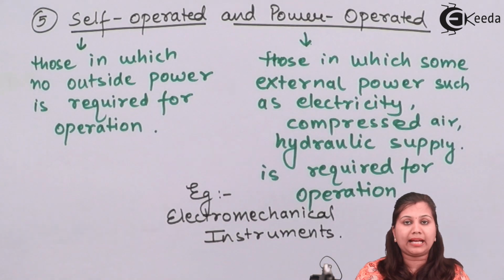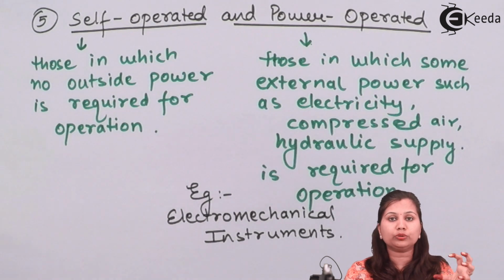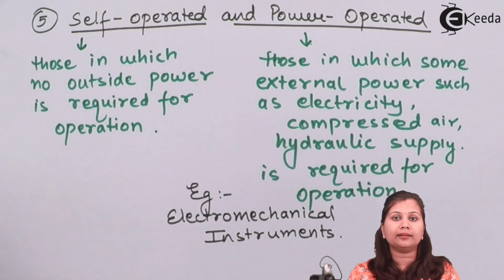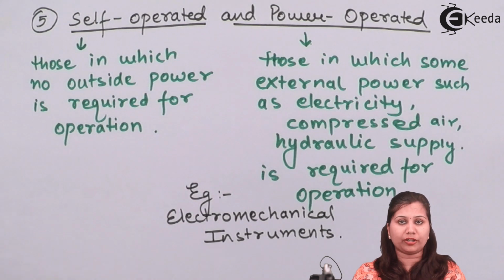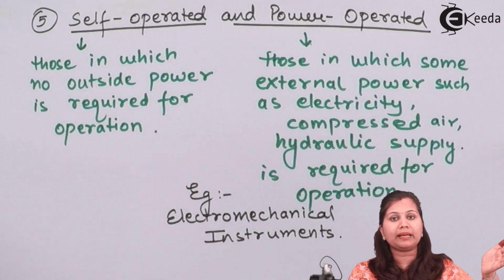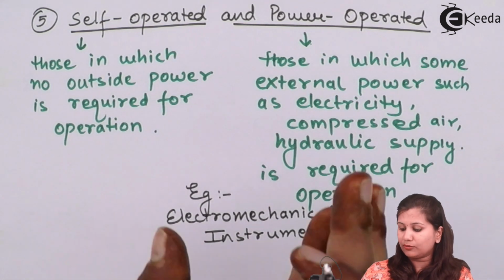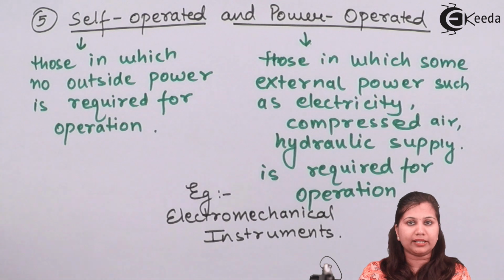In the electromechanical instruments, electricity is provided, and due to that electricity, a magnetic field is generated, and due to that magnetic field, the pointer is deflected. So here some external power is provided so that the instrument can work. That is why it is called a power operated instrument. Some external power is required.